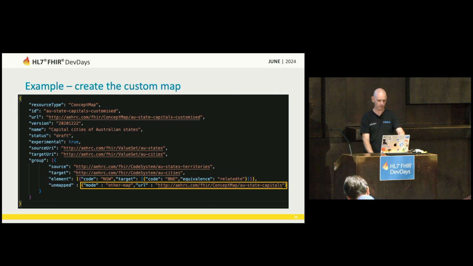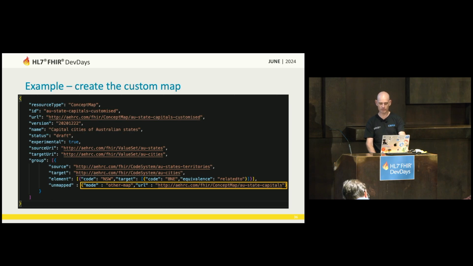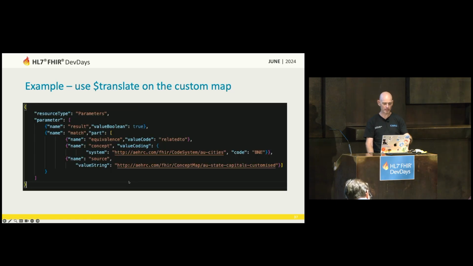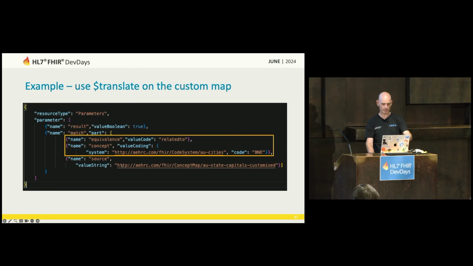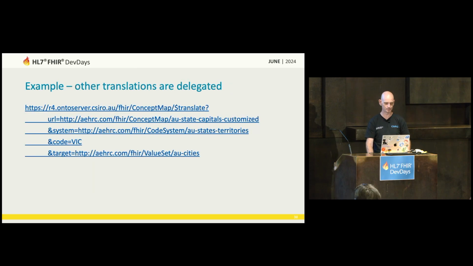And then everything else, it said unmapped mode, other map, and then there's the URL back to the original map that we've got. So if we go and do translation on that map, in this case we're asking the customised map, so this URL is the customised map, and the code we're passing in is New South Wales. What we'll get back from that is that it's related to Brisbane, not Sydney, and it's told us that this mapping has come from the AU state capital customised map. So it's playing back where it got that result from to us.